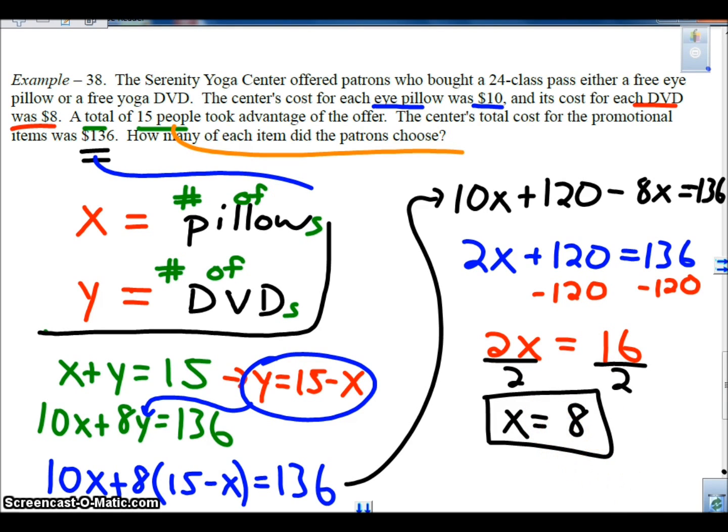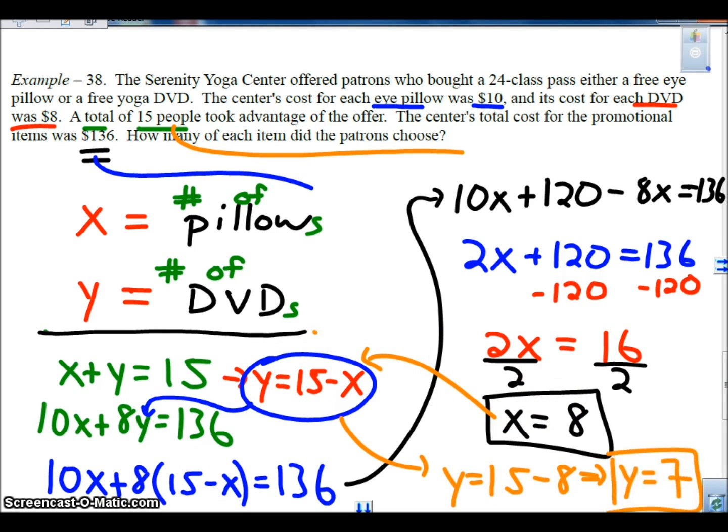So now we know what X is equal to. We need to find the corresponding value for Y. We do that by plugging it into this equation here. This would be the easiest place to do this. You could use the bottom equation, but it's just more work. So we'll use the top equation. We'll plug 8 in for X, and we'll get that Y is equal to 15 minus 8, which is 7. And so we get X is equal to 8, and Y is equal to 7.